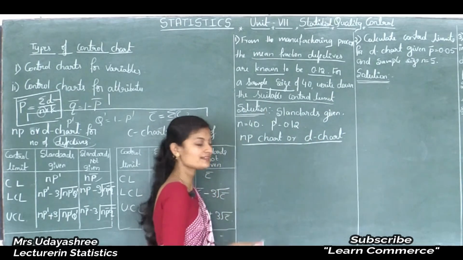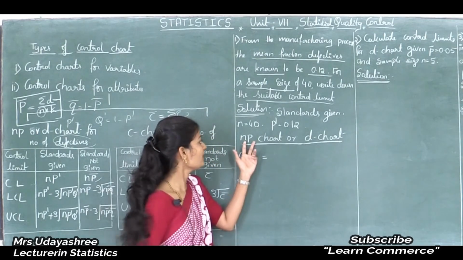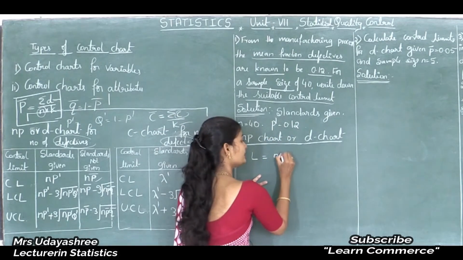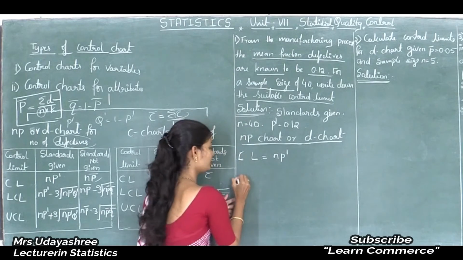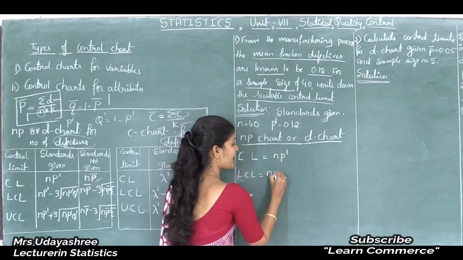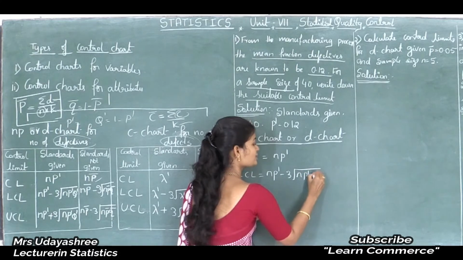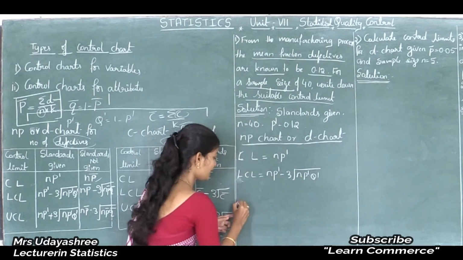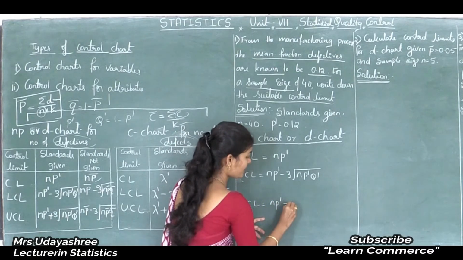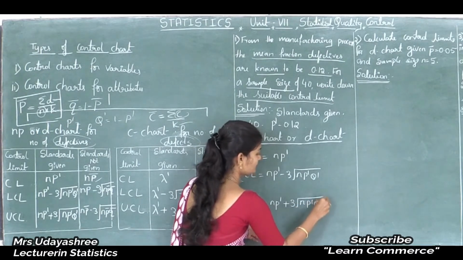Now we need to write suitable control limits. The central line for the NP chart in the standards given case is n into P dash. The lower control limit is n P dash minus 3 into square root of n P dash Q dash. The upper control limit is n into P dash plus 3 into square root of n P dash Q dash.